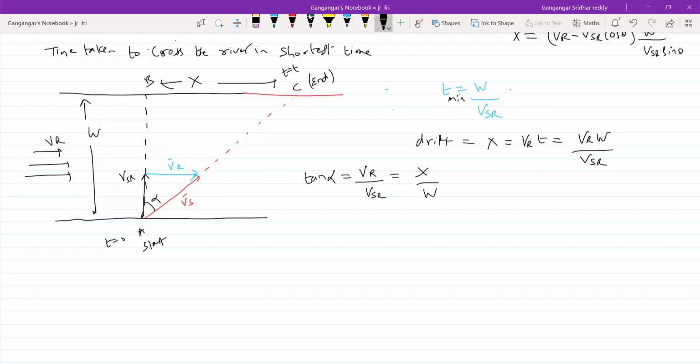So how to calculate the drift, either by this mathematics or through this particular triangle. What should you call this? Path of swimmer with respect to river. Here, path with respect to bank or with respect to ground. So to cross the river in shortest time, I should use this method. Next, the shortest path to cross the river.